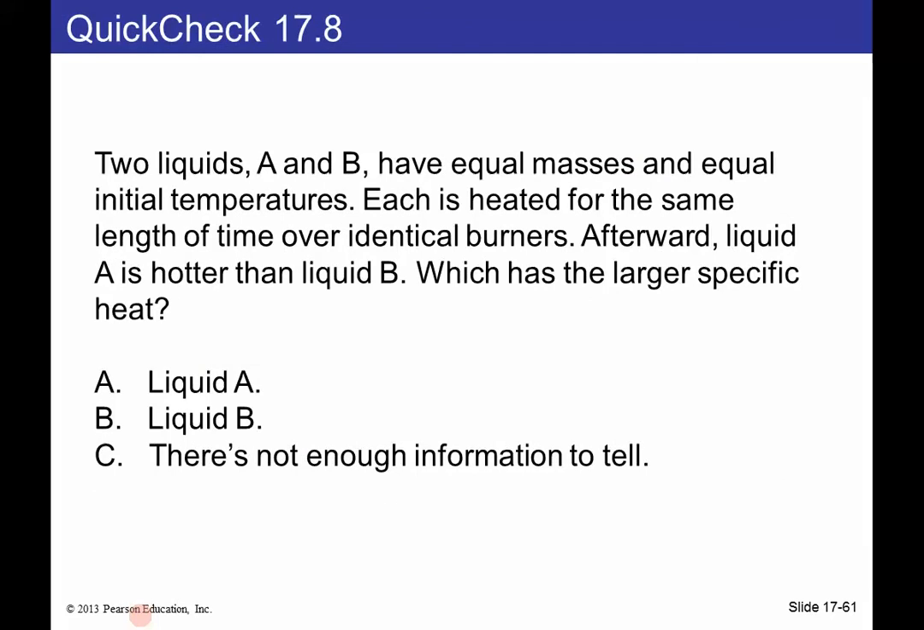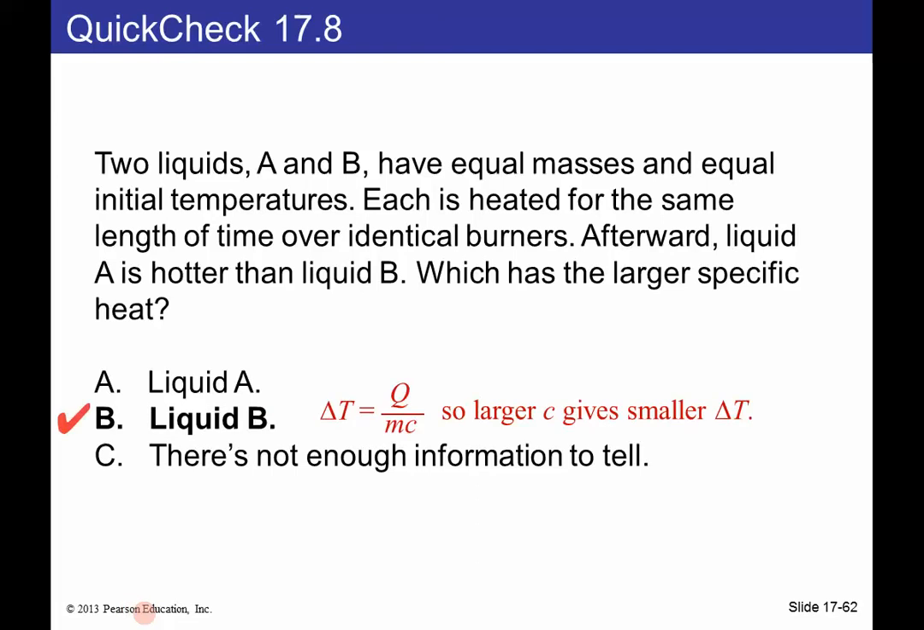So let's look at a question here to see if we are understanding these concepts. Two liquids A and B have equal masses and equal initial temperatures. Each is heated for the same length of time over identical burners. Afterwards, liquid A is hotter than liquid B. Which one has the larger specific heat? A, B, or there's not enough information? Just take a minute to answer that question.